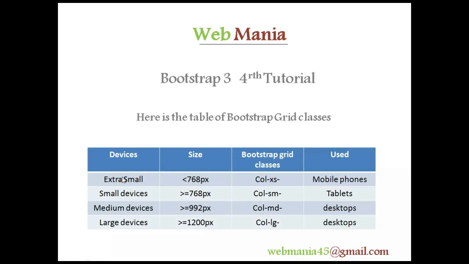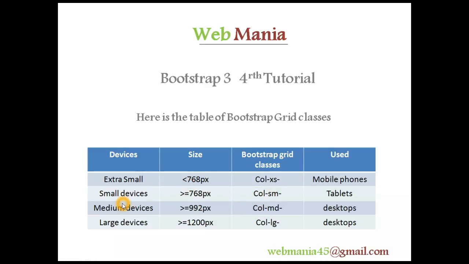The first one is extra small. If your browser screen size is less than 768 pixels, it's your extra small class and used in mobile phone devices. The next one is small devices. If your browser screen size is greater than or equal to 768 pixels, your device is small device. And the Bootstrap class for small devices is called SM.